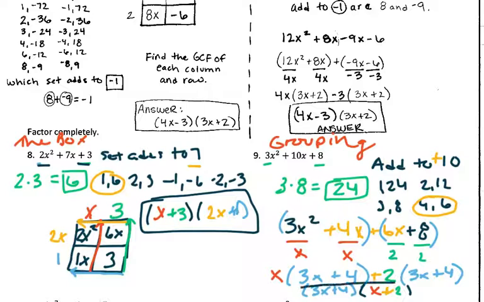Alright, so that is our trinomial factored using the grouping method, and then the first one here was factoring using the box. But either technique ends up doing the same thing. They end up getting the two factors that would have made that trinomial.